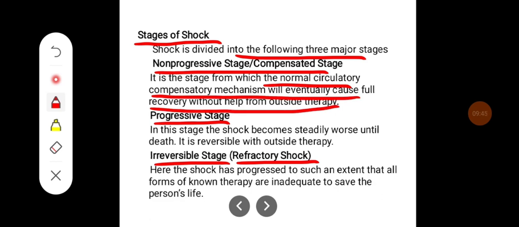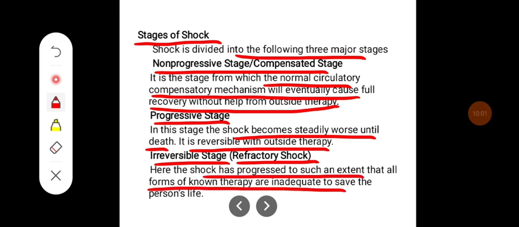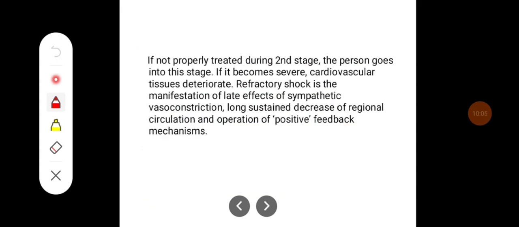Therapy. Whereas in progressive shock, the shock becomes steadily worse until death. It is reversible with outside therapy. Whereas irreversible shock is where the shock has progressed to such an extent that all forms of known therapy are inadequate to save the person's life. If not properly treated during the second stage, the person goes into this stage.